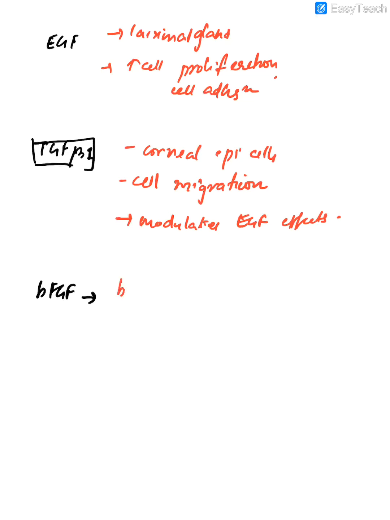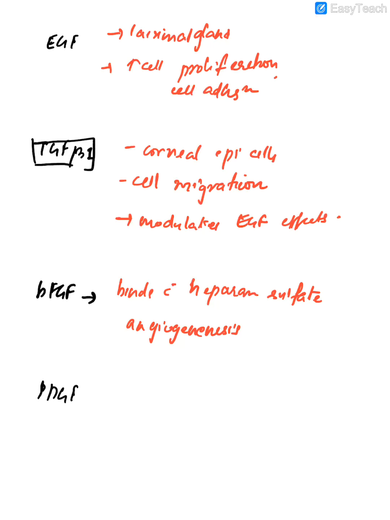FGF binds with heparan sulfate, which is present in the basement membrane, and it also helps in angiogenesis. The receptors for FGF are present in the stroma. Coming to PDGF, PDGF is present in the tear fluid.